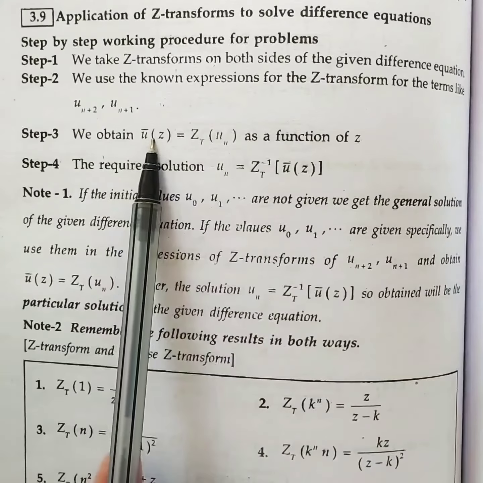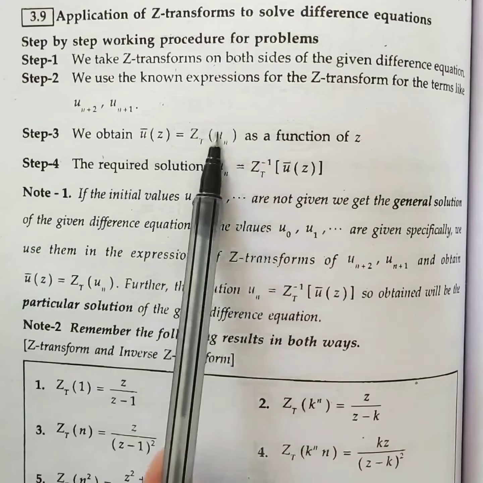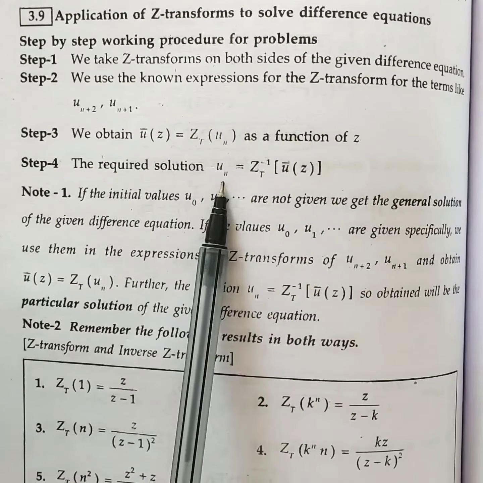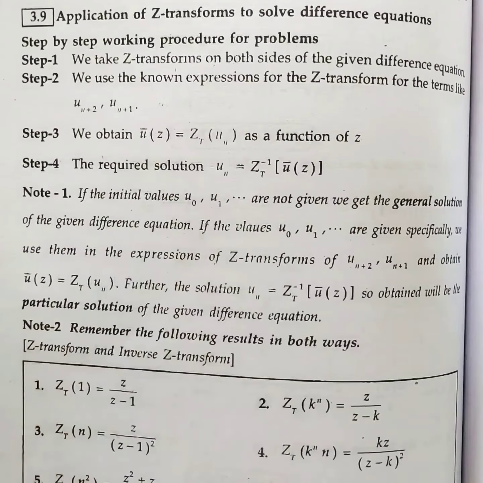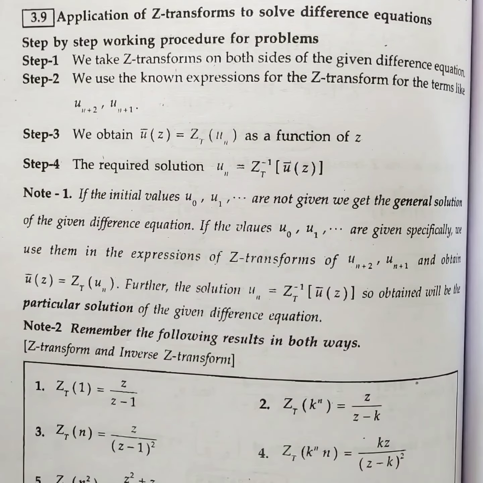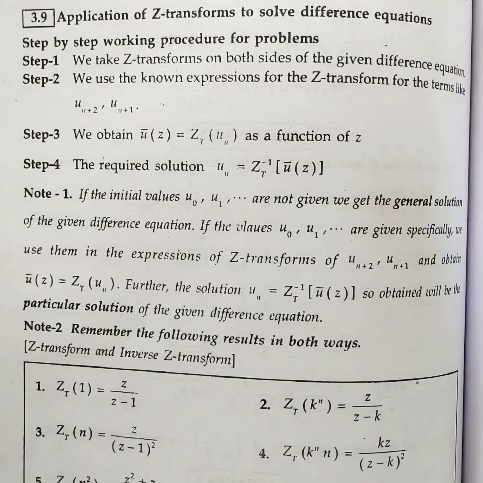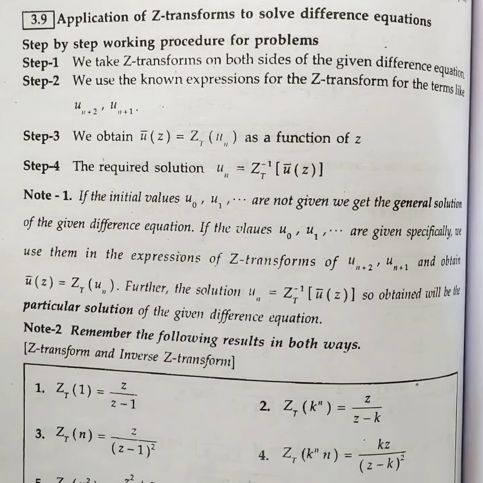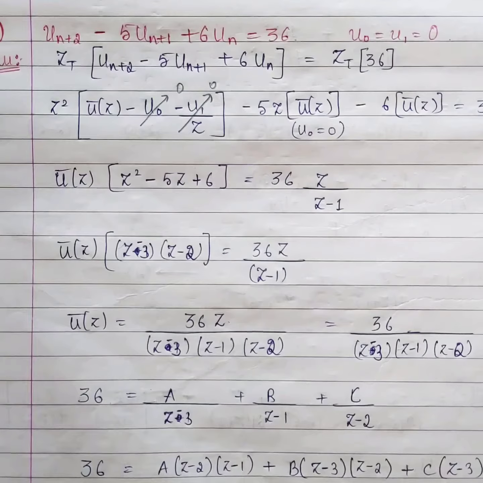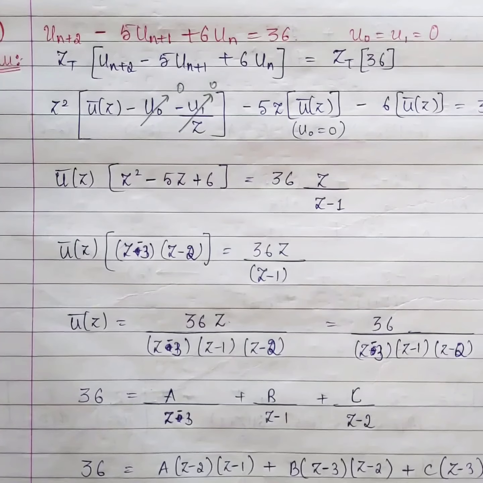Okay, so ū(z) is nothing but the Z transform of un. If I apply the inverse, I will get un. So these are the steps involved, and remember the formulas. You have to be very thorough with the formulas to solve these difference equations. Let's see one example. First, I will go with a very easy problem.